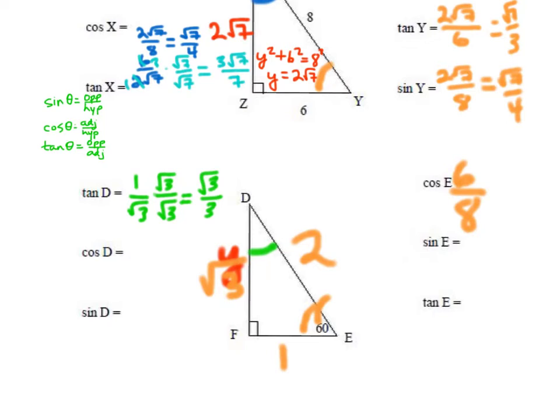For the cosine of D, we have adjacent over hypotenuse. This one's a little bit simpler. Adjacent is the square root of 3, hypotenuse is 2. No rationalizing, no simplifying has to be done, so all we have to do is move on to the next problem. The sine of D is going to be opposite over hypotenuse. This one is probably the simplest answer of all. Opposite of D is 1, and the hypotenuse is 2, so the sine of D is going to be 1/2.